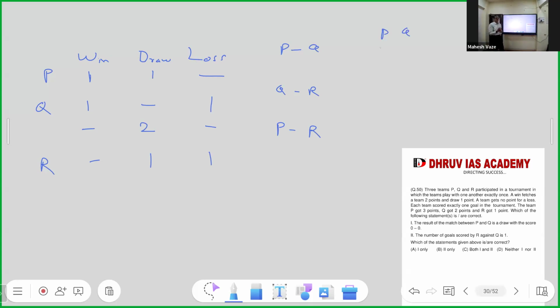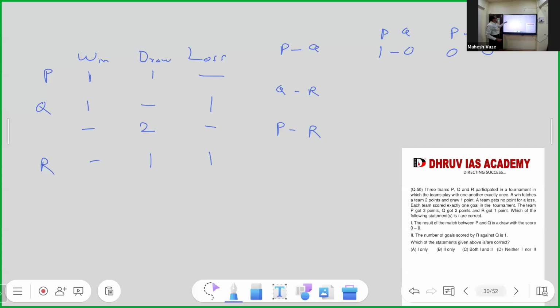Now exactly they have scored 1 goal each. To win a match, there should be at least a difference of 1 goal. So if P has won against Q, the goals should be 1 and 0, because P has scored only 1, so Q cannot score anything. And then the draw with R, P and R, 0-0. So 1 win, he will get 2 points, 1 draw, he will get 1 point. And 1 goal for P up to this stage.